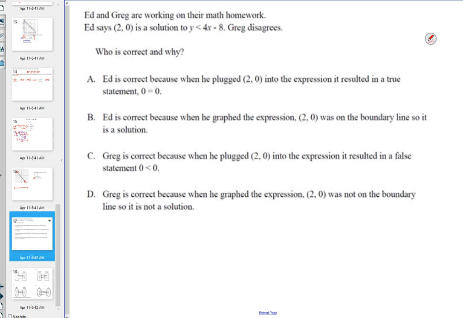Ed and Greg are working on their math homework. Did you miss this one too? Ed says that 2, 0 is a solution to that inequality, and Greg disagrees. Who is correct and why? Well, here, let's actually see if it is a solution. If I plug in a 0 for y and a 2 for x.